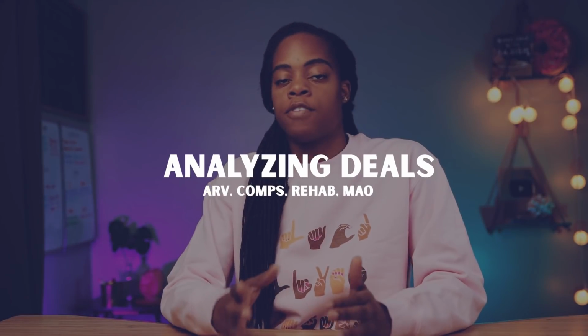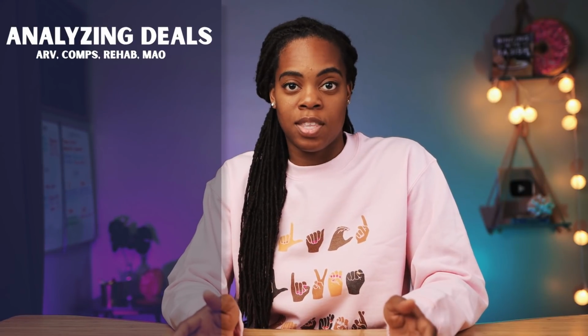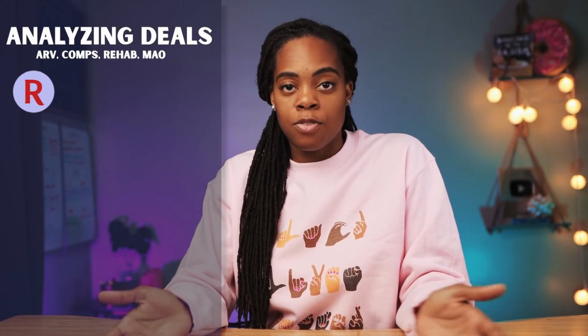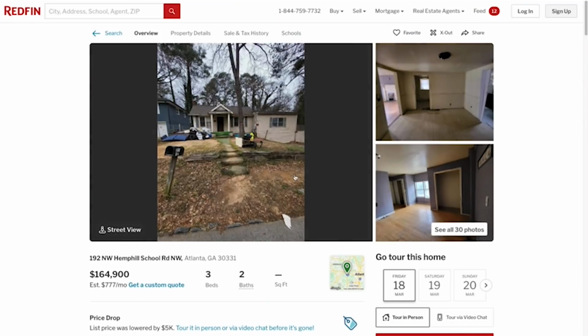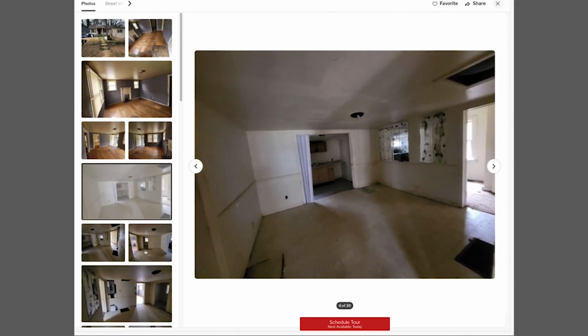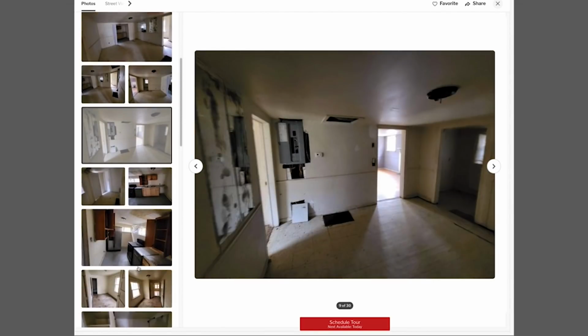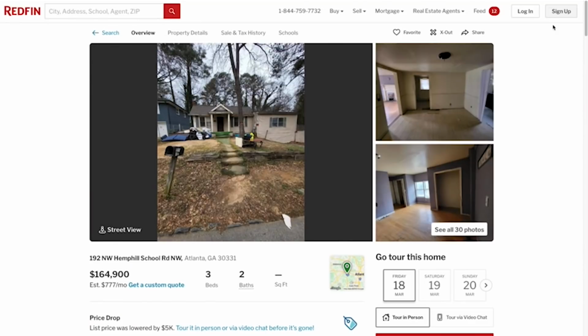If we start off with ARV, which stands for the after repair value, there are a few tools that can help us with this. I like to use Redfin, which again is free. As an example, I found this fixer upper in Atlanta, which is for sale for $165,000. Now you might be thinking $165K for a fixer upper is a great price, or it's a horrible price, but we actually don't know the answer to that question until we know what that property would be worth after the repair is done.